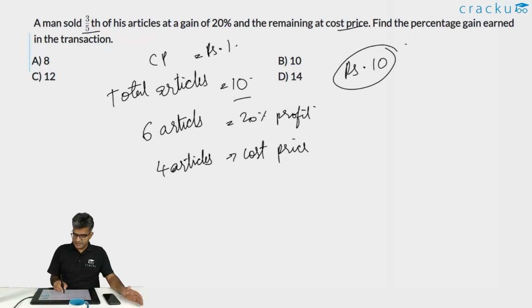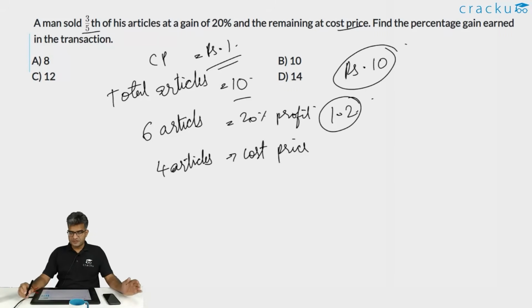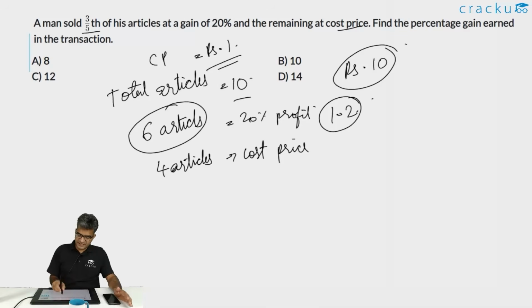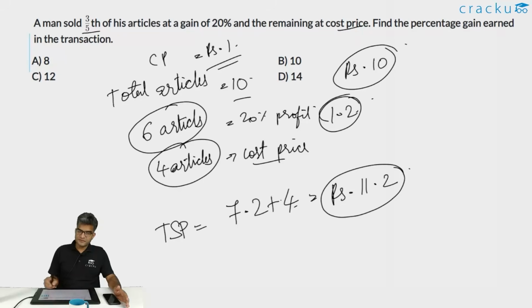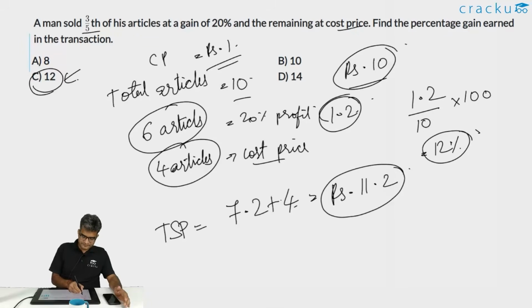At 20% profit, this will be 1.2 per article because the cost price we assumed is rupees 1. So the total money that he makes is 6 into 1.2, which is 7.2, plus 4 into 1, which is 4. So the total selling price for this guy is 7.2 plus 4, which is rupees 11.2. The total cost price is rupees 10. So the profit percentage is 1.2 divided by 10, which is the cost price, into 100, which is equal to 12%, which is option C.